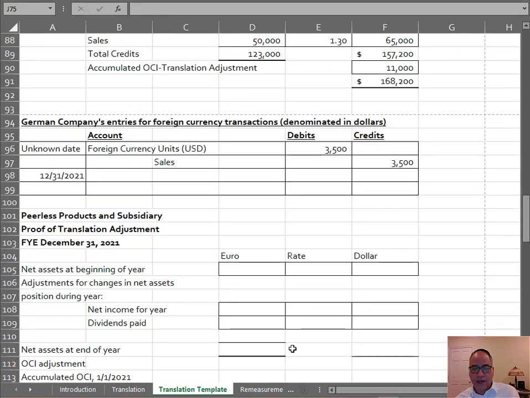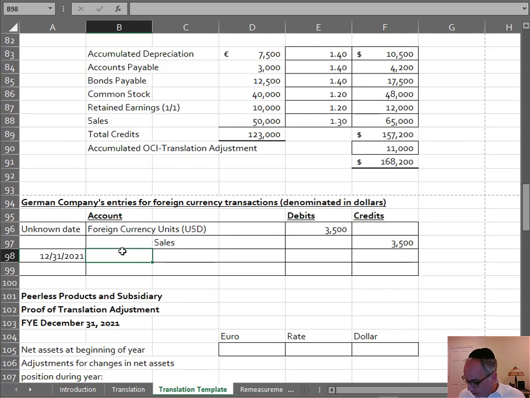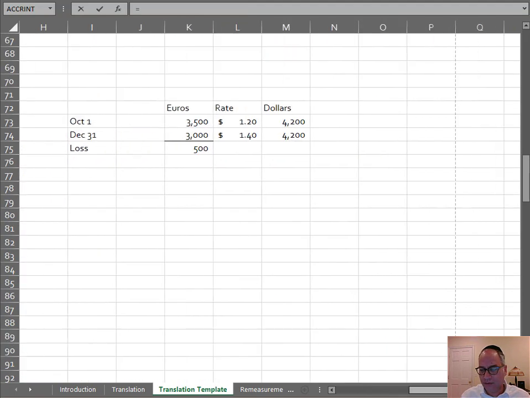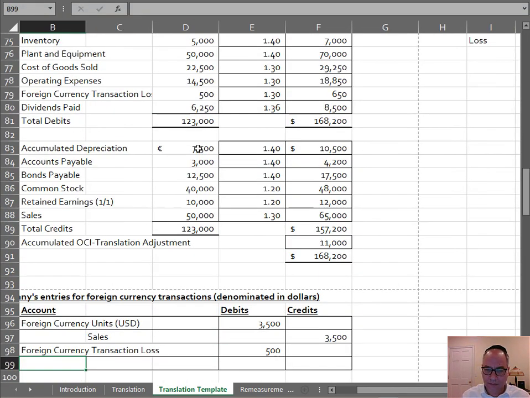And the journal entry to record that would be foreign currency transaction loss for 500, and credit foreign currency units USD for 500.